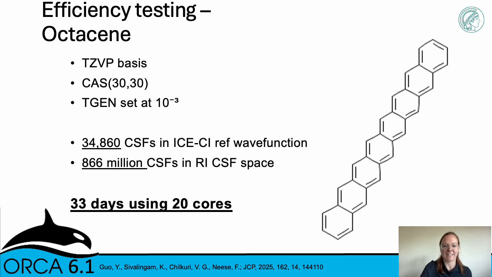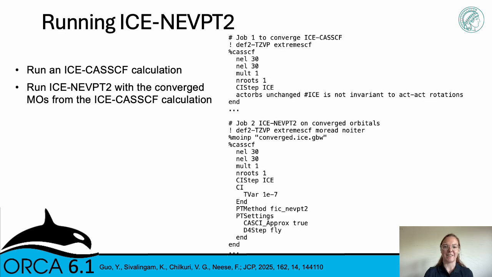So how exactly can we run ICE-NEVPT2 in ORCA 6.1? Well, first we run an ICE CASSCF calculation shown within this first block. We then run an ICE-NEVPT2 calculation with the converged MOs from the ICE CASSCF calculation. It's very important that we read in those MOs from the previous calculation into the second one.